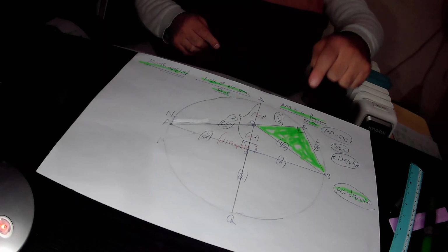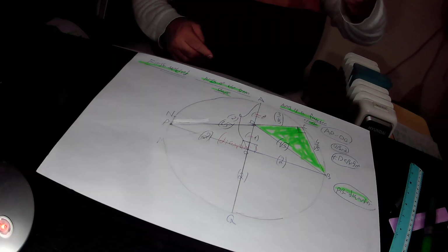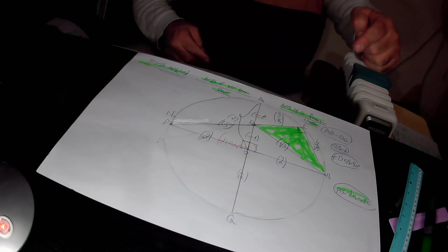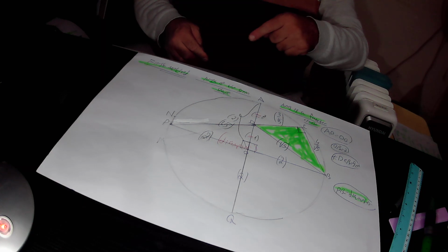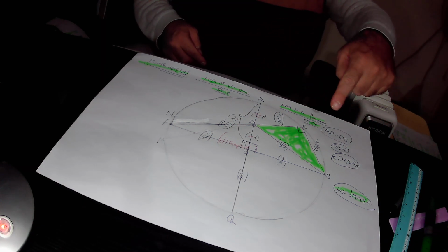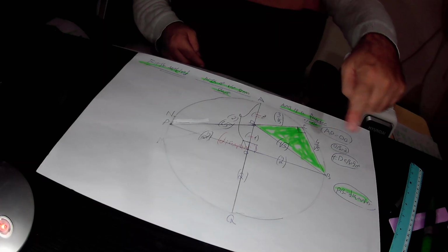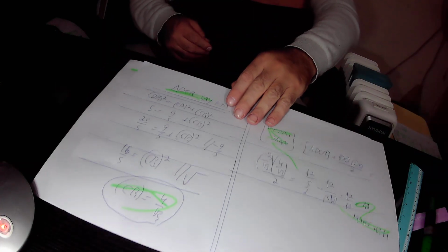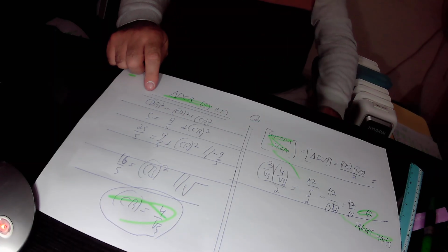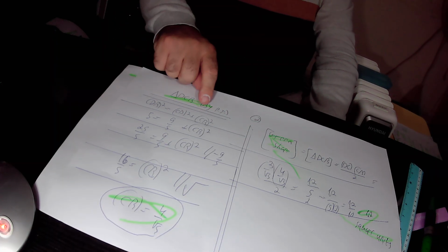So we implement the Pythagoras theorem on this right triangle DCB in order to find the missing side CB. According to the Pythagoras theorem, in the right triangle DCB, DB squared, that is the square of the hypotenuse, equals CD squared plus CB squared.